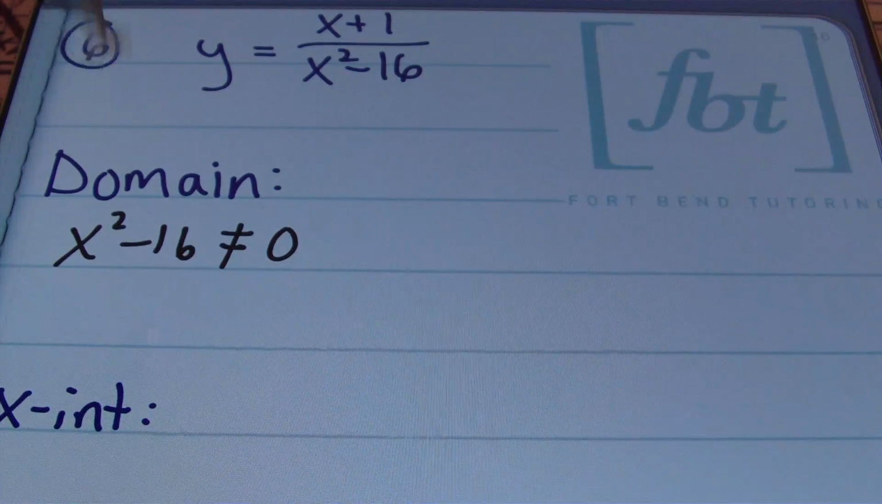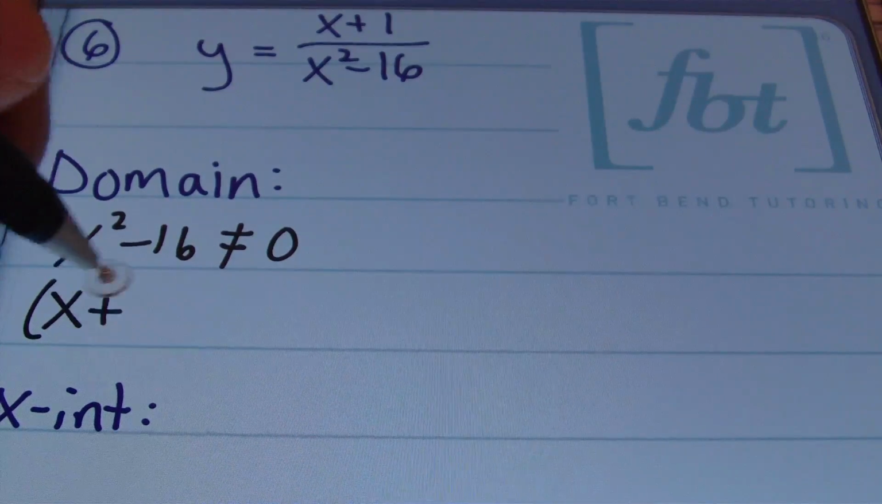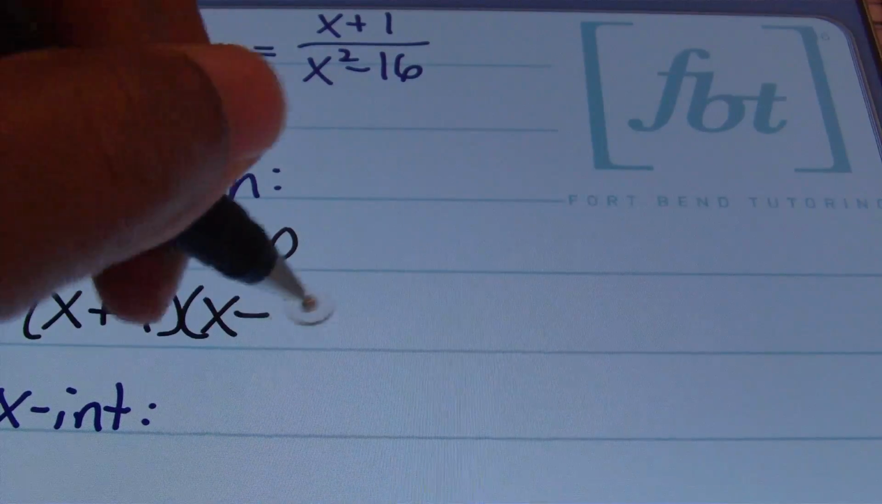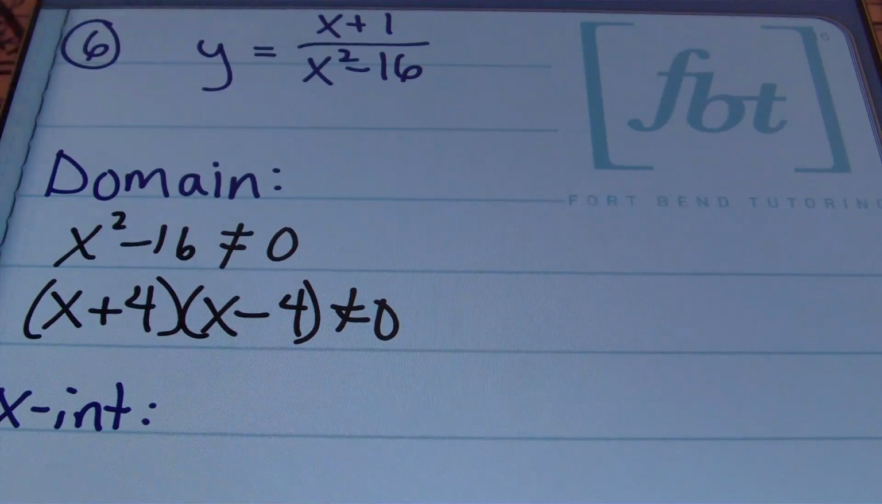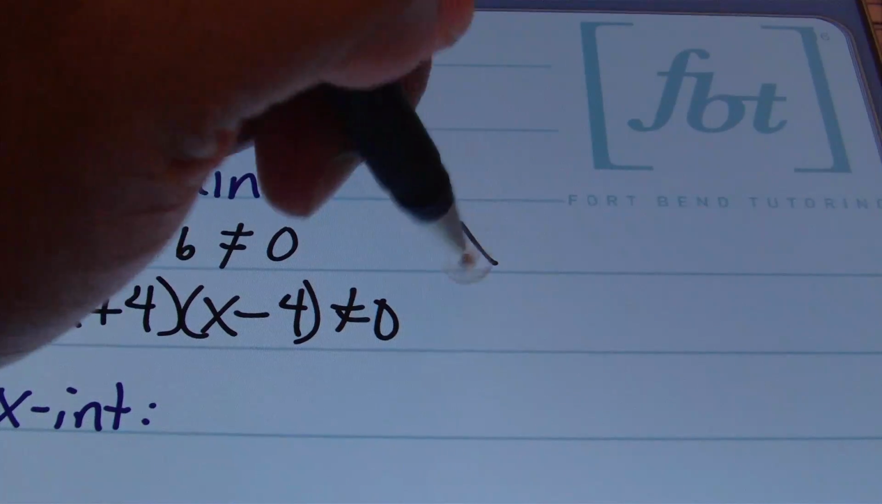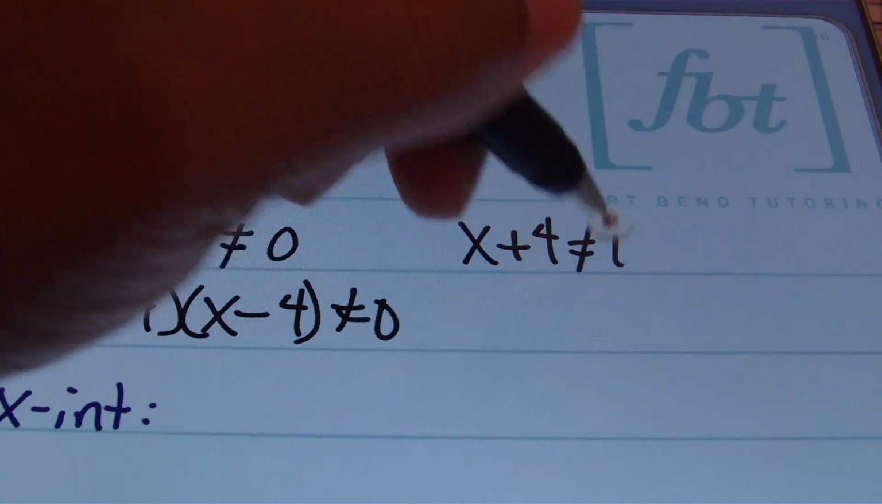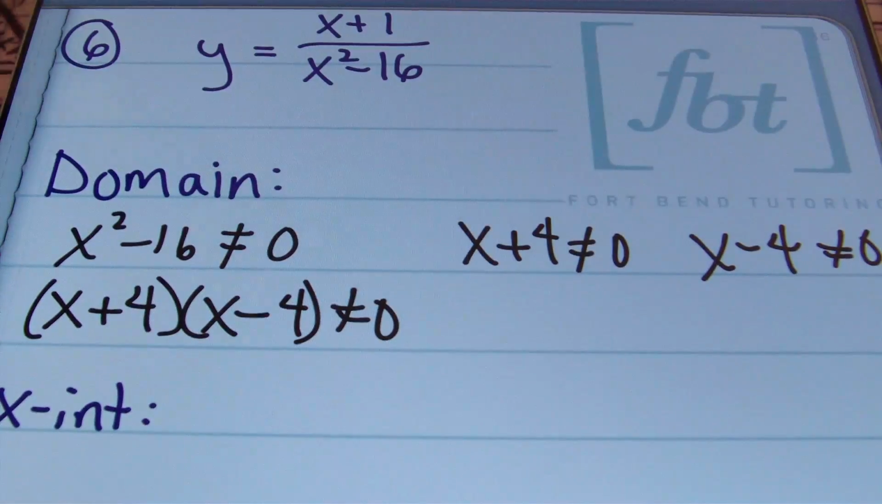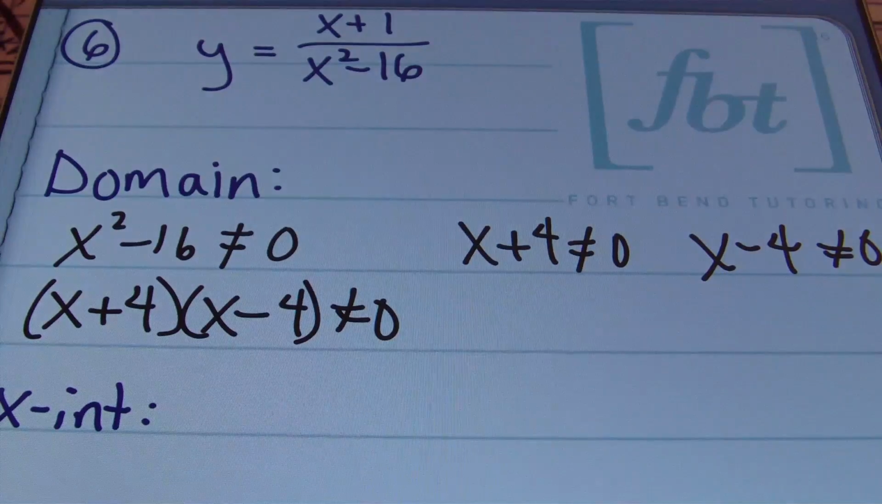Then, because this is a difference of squares, I can factor it. So factoring, I'll end up with (x plus 4) times (x minus 4) cannot equal 0. You'll then want to solve for both of these. So set each one of these factors equal to 0 and solve for it. For instance, I can have x plus 4 cannot equal 0, and I can have x minus 4 cannot equal 0.